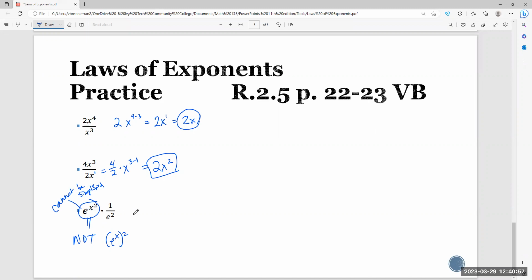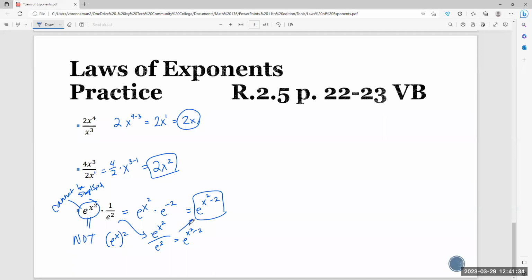But we can combine it with this other thing. So this is e to the x squared times e to the -2 is one way to look at it. And then I can add those powers. So this is e to the whole power now is x squared minus 2. I could also get there if I look at this as e to the x squared times 1 over e squared is e to the x squared over e squared. And that's then using the quotient rule, e to the x squared minus 2.